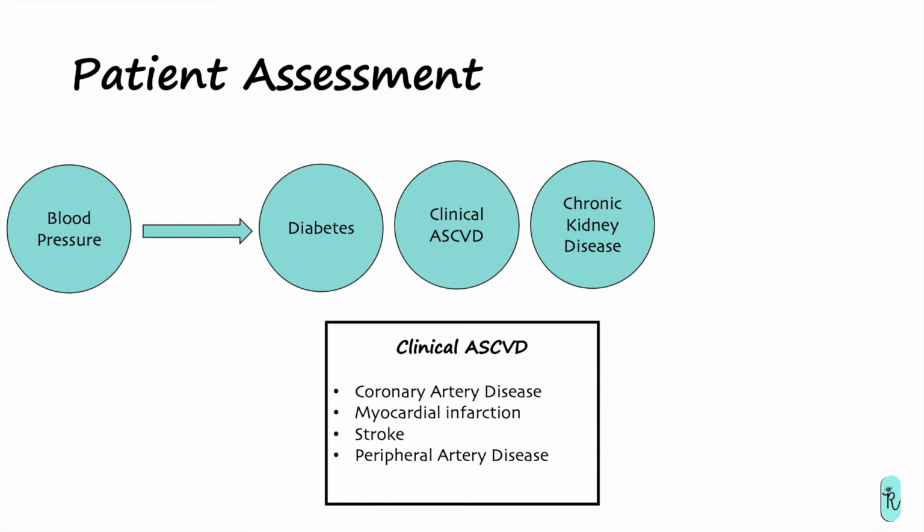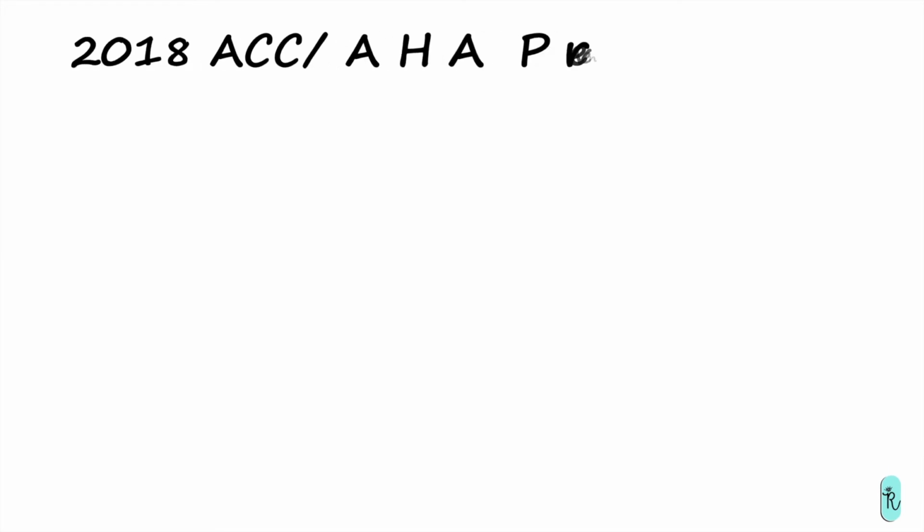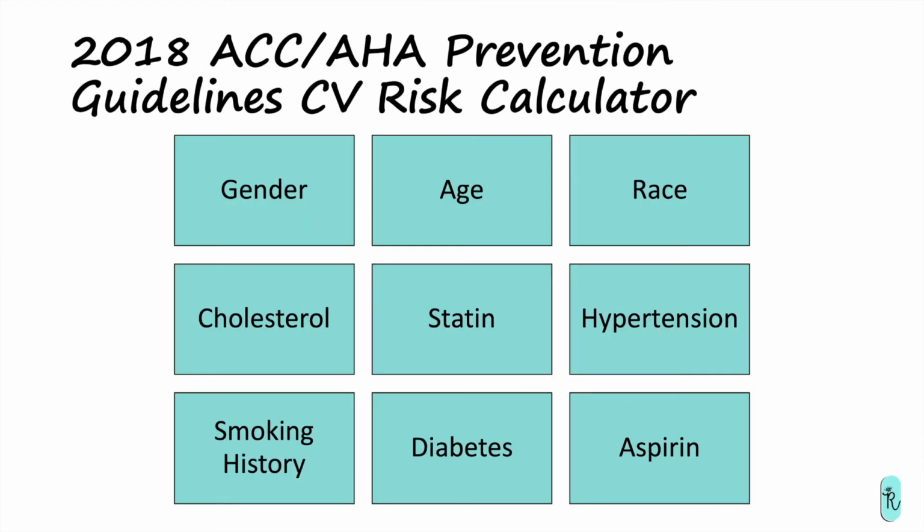Finally, we want to look at a person's 10-year ASCVD risk score if they do not have clinical ASCVD. ACC/AHA has a 10-year ASCVD risk calculator that looks at gender, age, race, cholesterol, whether or not the patient has been on a statin, has hypertension, has a smoking history, and whether or not the patient has diabetes and/or is taking aspirin.